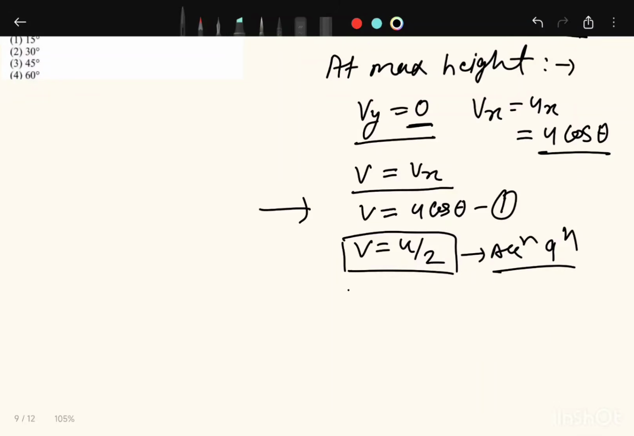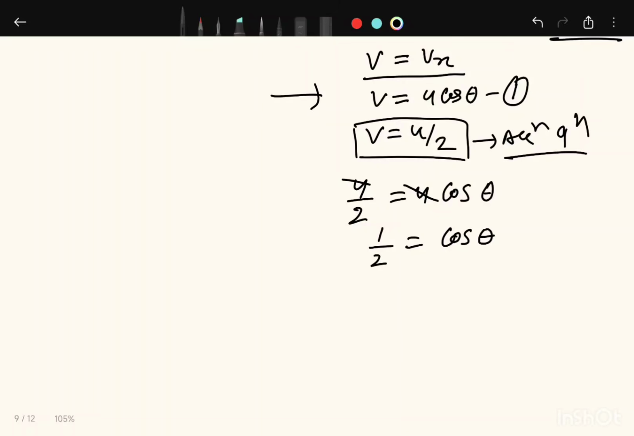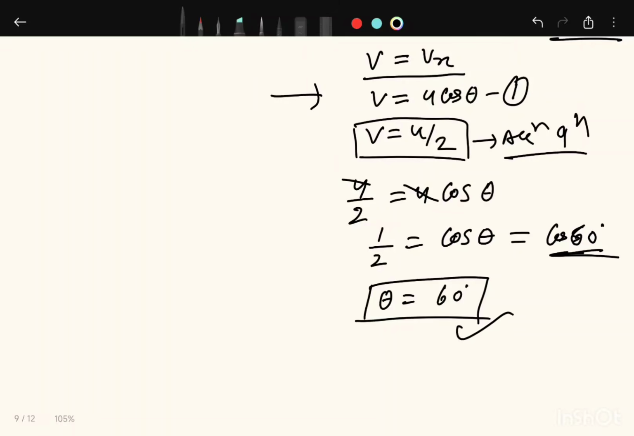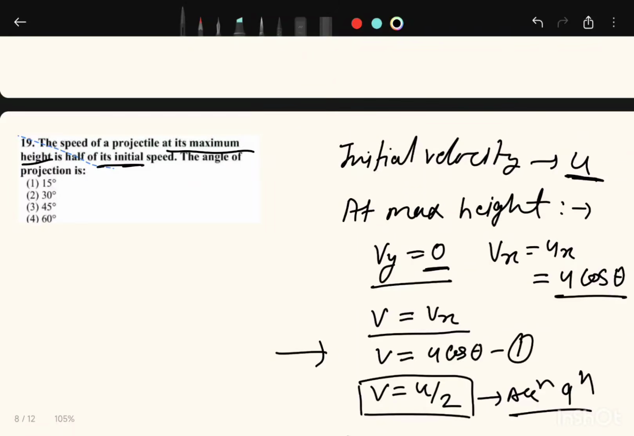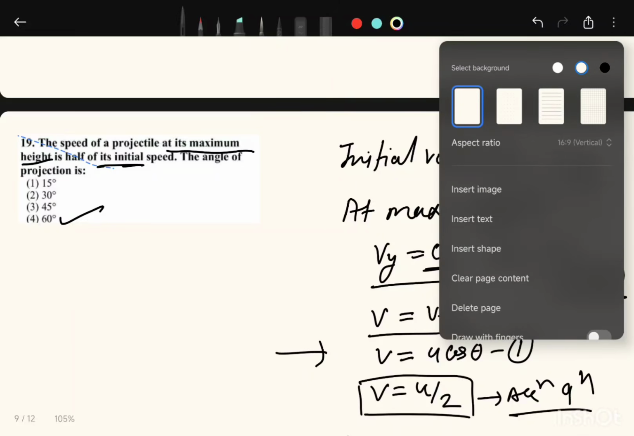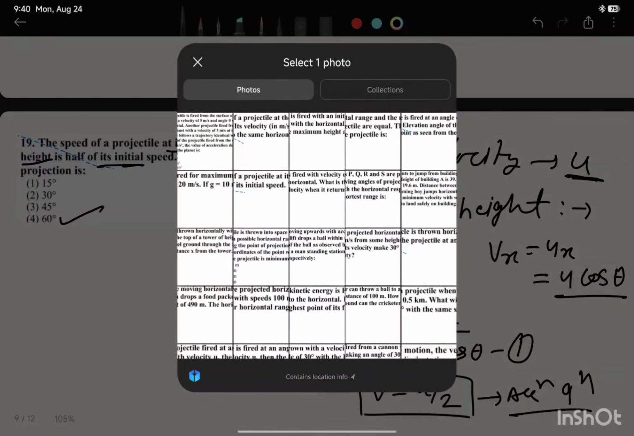So now you put the V value in the equation 1 and you will get U by 2 equal to U cos theta, right? So U will be cancelled out with U and you will be left with cos theta equal to 1 by 2. Now you see, so theta will be how much? 60 degree, because cos 60 equals 1 by 2. So your angle of projection will be 60 degree. Let me move to question number 20.